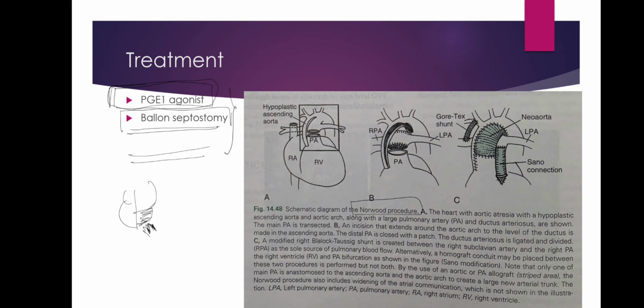So what are we doing? We are cutting the main trunk of the pulmonary artery, and we make a cut in the aorta. The pulmonary artery is now connected with the arch of the aorta, and the right ventricle is attached to the pulmonary artery, and we do a Blalock-Taussig shunt. So first we cut the pulmonary artery, then we attach the main pulmonary artery with the arch of the aorta, and there is a Blalock-Taussig shunt. This is called the Norwood operation.